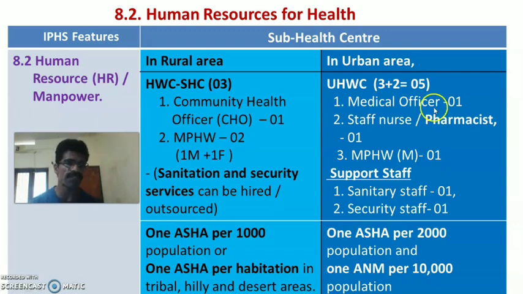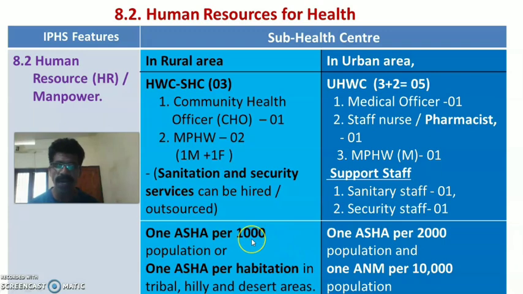3 means first one is a medical officer, 1 medical officer, then staff nurse or pharmacist, either staff nurse or pharmacist, 1, then multi-purpose health worker male 1. So like that 3: medical officer, staff nurse or pharmacist, and multi-purpose health worker male. Then support staff, for example sanitary staff 1 and security staff 1. These 2 staff have to be on contract basis, not permanent staff. So like that in the urban sub-health center, urban health and wellness center, there should be 5 staff, health personnel or manpower or human resources.